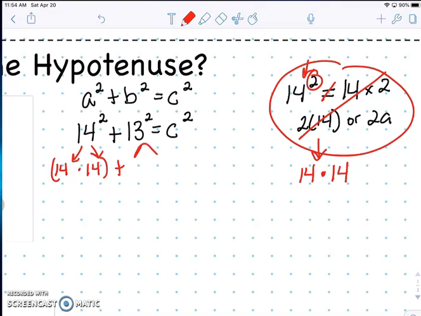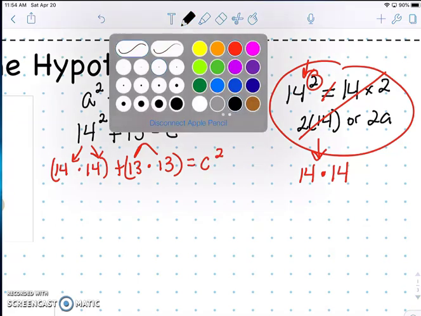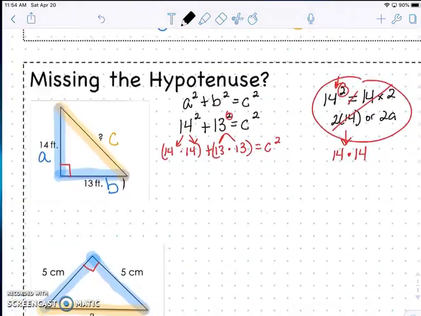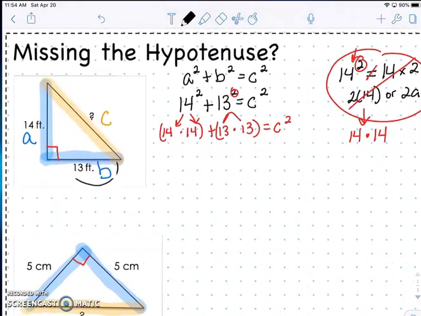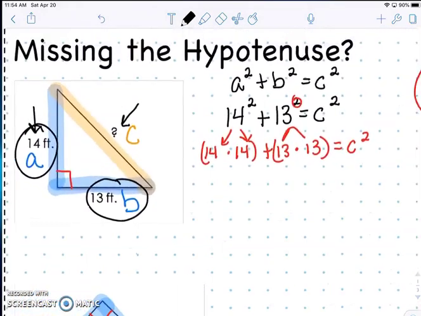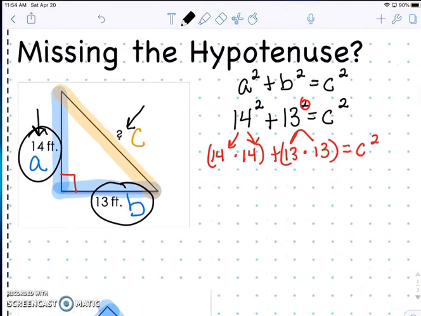Plus, this 13, this little 2 means that I have 2 of them. 13 times 13 is equal to c squared. So I actually like that I just did that in red, so it's nice and bold for you to know what we are doing. So we're in this geometry unit. I've been letting you use your calculator for the whole entire geometry unit, and that is okay. I know we've memorized these squares a long time ago. It's okay. If you use it, go ahead and pull it out.